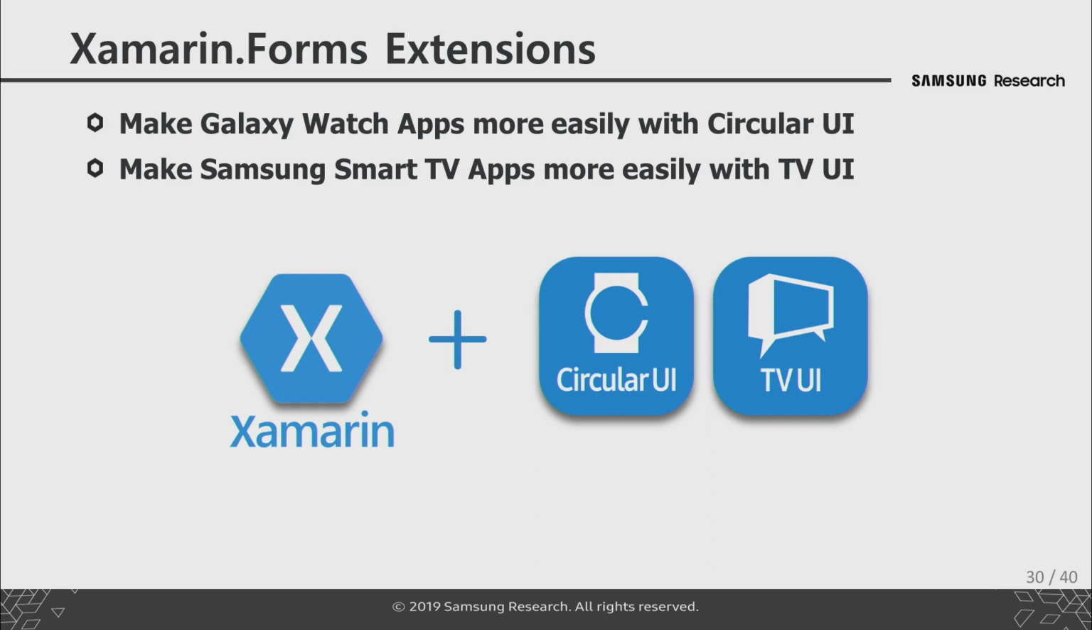And Xamarin.Forms was originally designed for mobile development, so sometimes it doesn't fit perfectly on the watch or the TV. For example, it has a square page for everything: square content page, square button, everything square. That wouldn't fit perfectly on the watch, right? So we created an extension for both wearable and TV. We created Circular UI for wearable, and a TV UI control for TV. So you can use those extensions together with Xamarin.Forms to create watch and TV apps easily and efficiently.